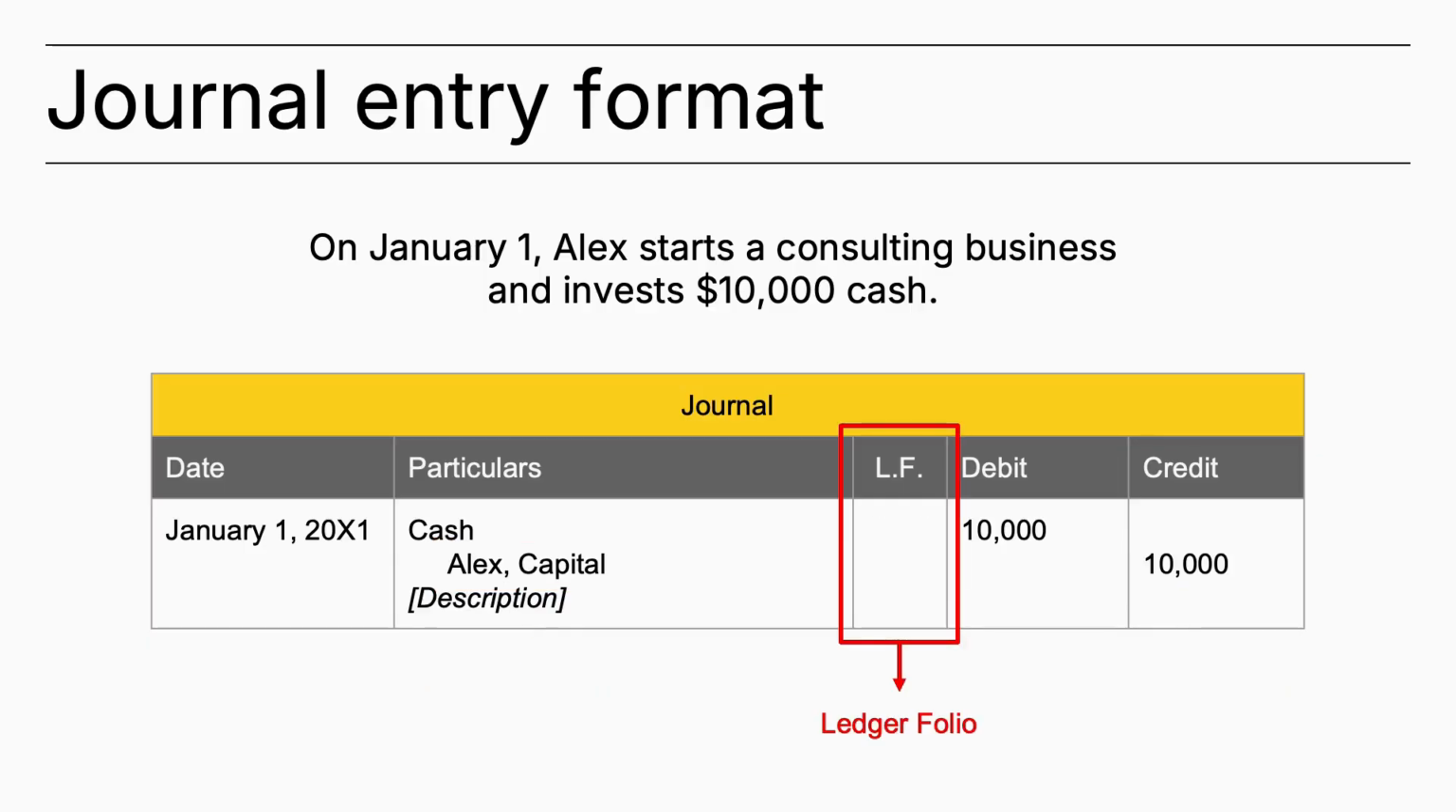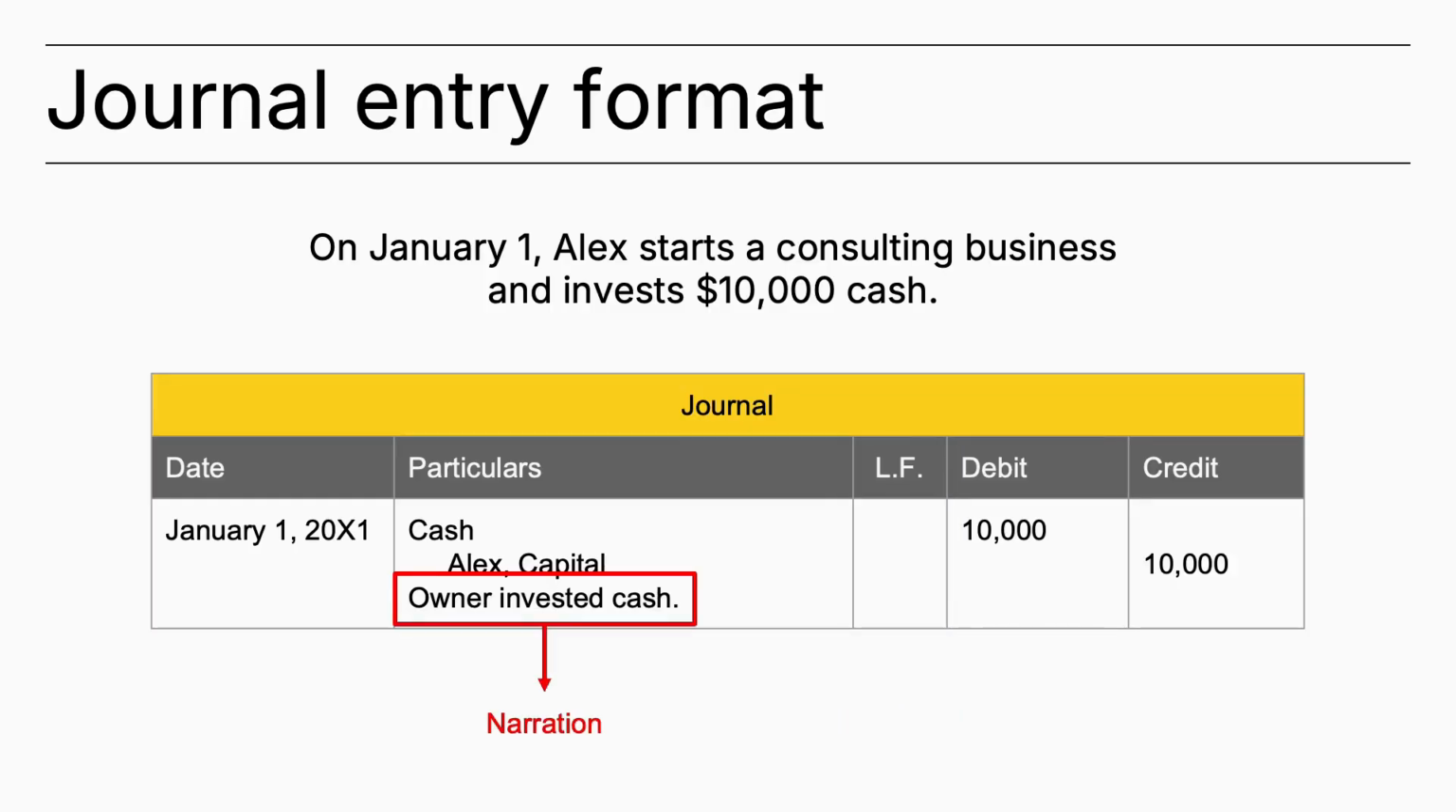The LF column stands for ledger folio. When this journal entry is later transferred to the ledger, a reference can be written here. For now, we'll leave it blank. We'll learn how LF is used when we get to ledger accounts. Finally, we add a narration. The narration provides a brief explanation of the transaction and helps anyone reviewing the records understand what happened.